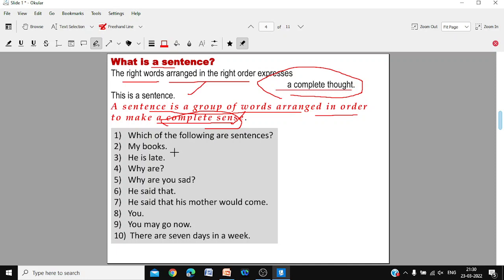Which of the following are sentences? My books? No, it's not a sentence. He is late. Yes, it's a sentence. Why are? Not a sentence. Why are you sad? A sentence. He said that. He said what? He said that his mother would come. That's a sentence. You. Not a sentence. You may go now. That's a sentence. There are seven days in a week. This is a sentence. So the right words arranged in the right order that express a complete thought or make a complete sense is a sentence.